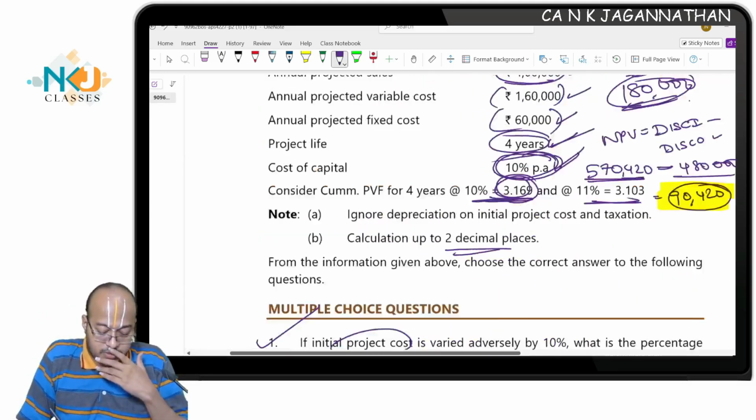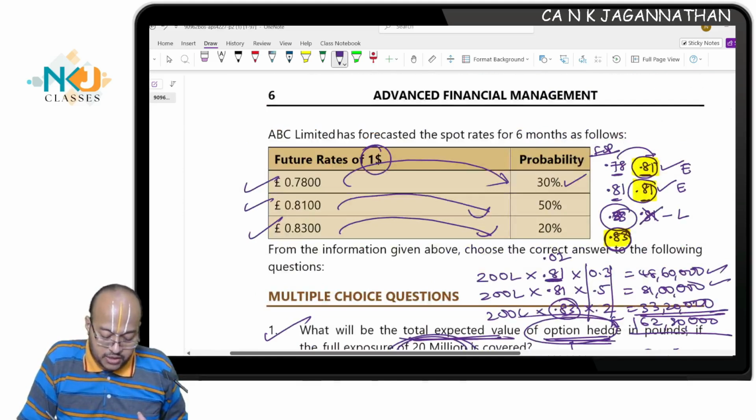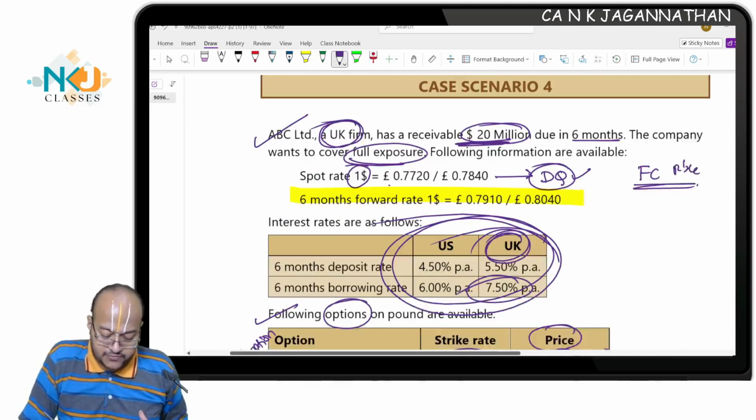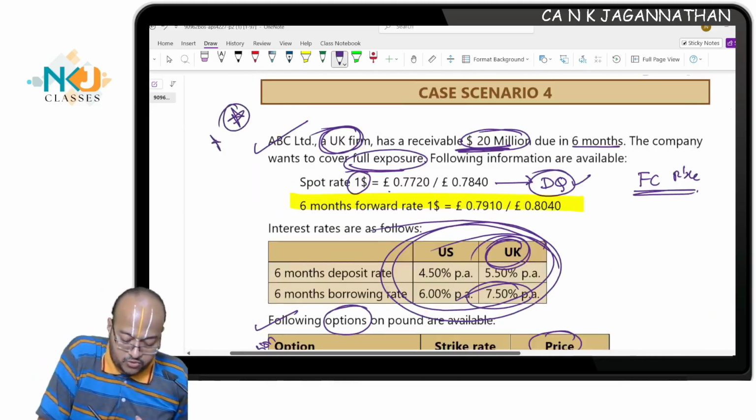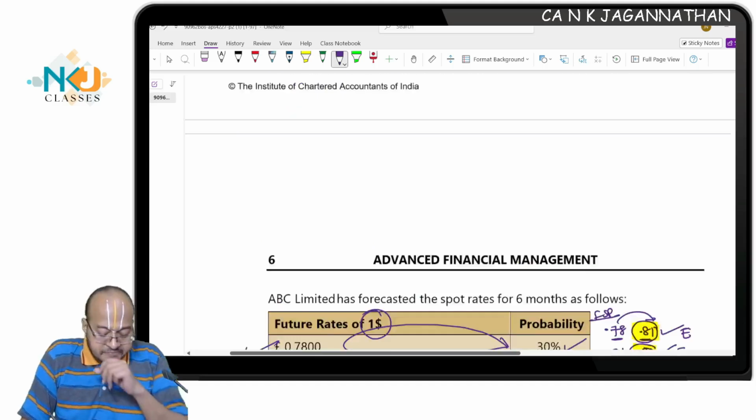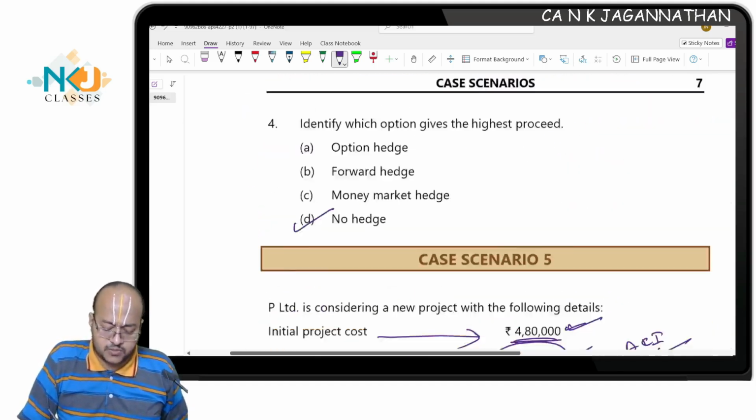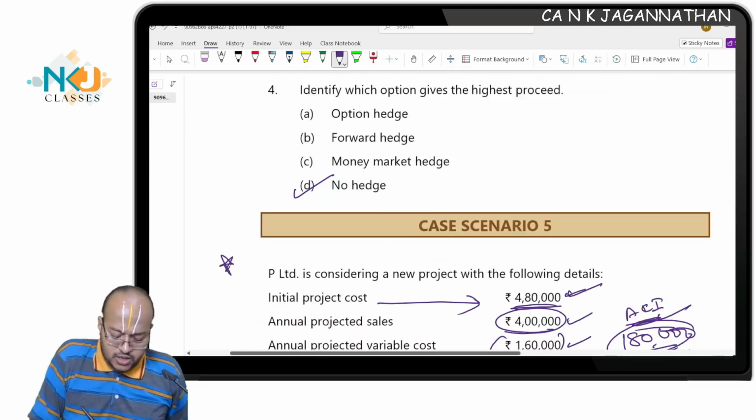See, the previous question itself I should mark as important. In this question regarding currency option, I forgot to mark it. Very, very important, good question. You can try. Anyway, this question is about sensitivity analysis. This question is also important.